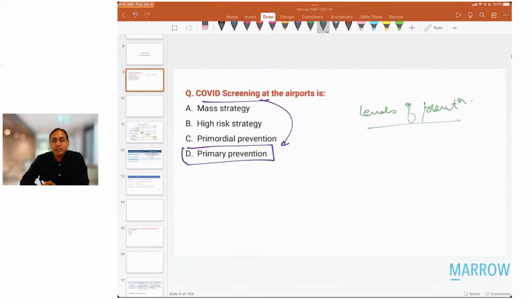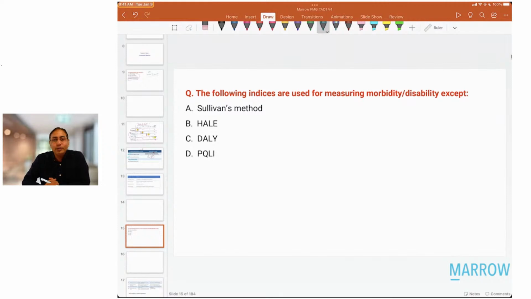So this question is a very 5-star MCQ. Make sure that you study all the levels of prevention and go for your exam. Going to the next point, the following indices are used for measuring morbidity and disability except. The question is all about except. So make sure you attempt it carefully. Disability or morbidity indicators, all are true except.